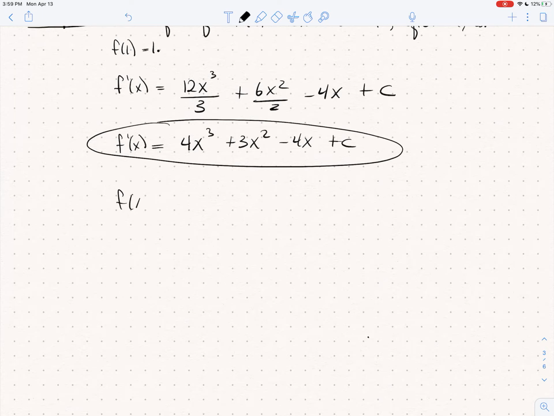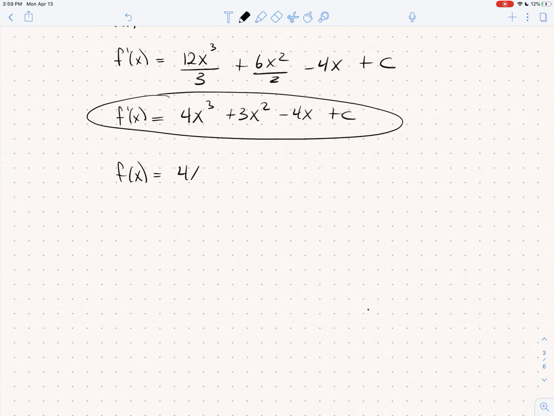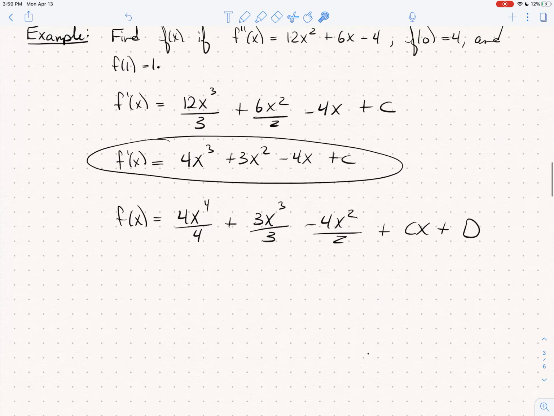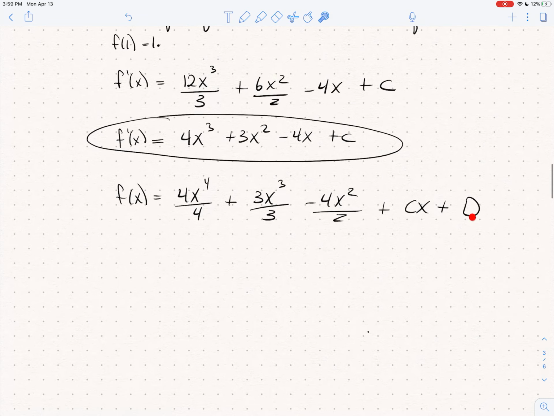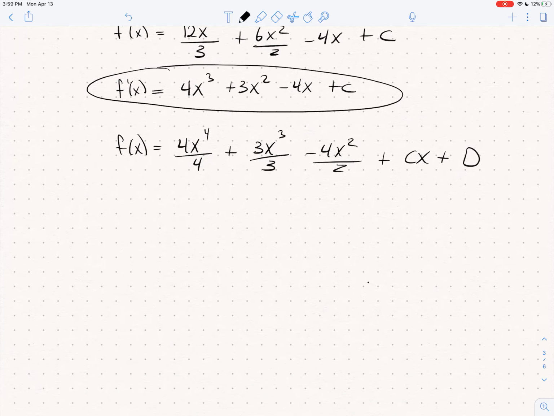Now I'm going to go ahead and compute f. So f of x is going to be the antiderivative of f prime. So I'm going to get 4x to the fourth over 4. You can just cut right to simplify, but I'm trying to show everything. So 3x cubed over 3 minus 4x squared over 2 plus cx plus another constant. Let's call it d. These constants need not be the same, right? This constant came from the antiderivative of f double prime. This constant came from the antiderivative of f prime, and so they need not be the same.